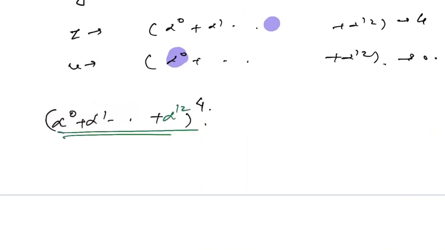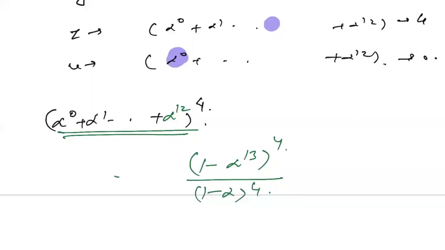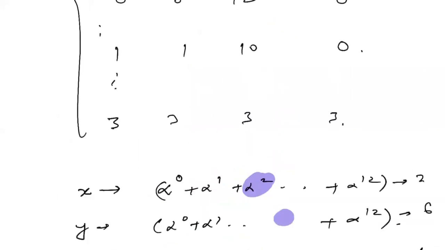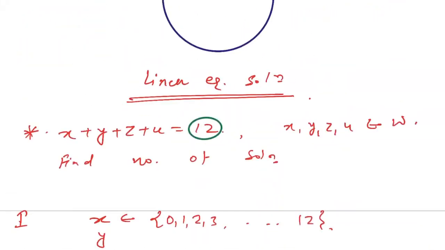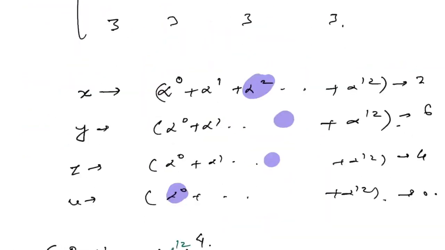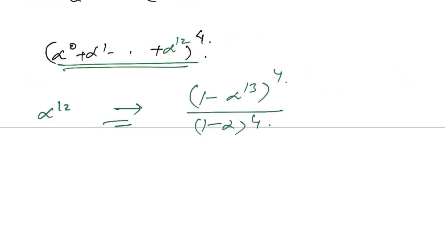If I expand this, I know the formula. This is GP, the basic GP formula: (1 minus alpha to the power 13) to the power 4 upon (1 minus alpha) to the power 4. In this, what do we require? We require the coefficient of alpha to the power 12 in the expansion of this. Obviously, (1 minus alpha to the power 13) to the power 4 will contain only 1, and the rest will go for the further terms.